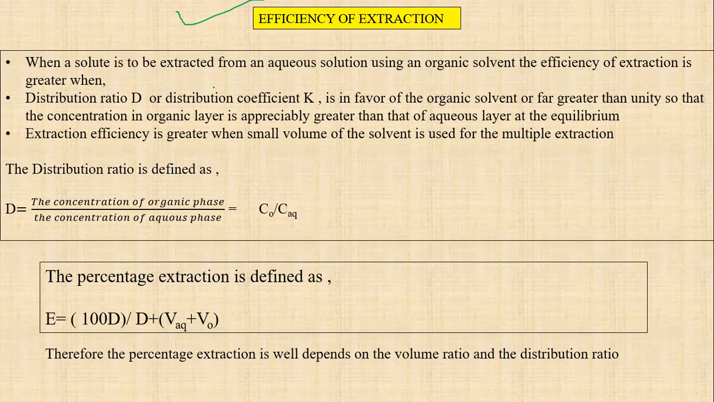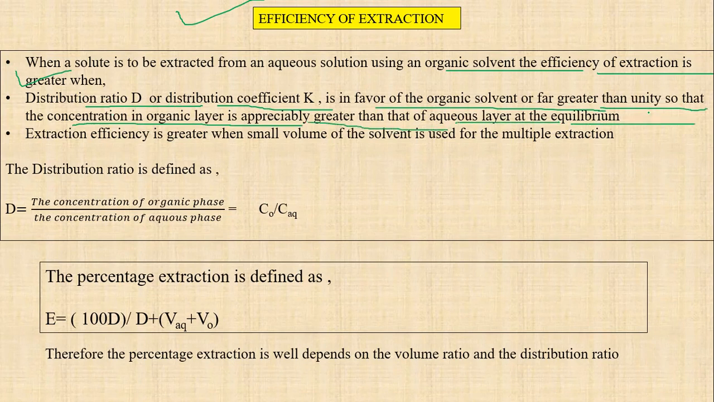So when solute is extracted from aqueous solution using organic solvent, the efficiency of extraction is greater when the distribution ratio D or distribution coefficient K is in favor of the organic solvent, or far greater than unity, so that the concentration in the organic layer is appreciably greater than that of the aqueous layer at equilibrium.